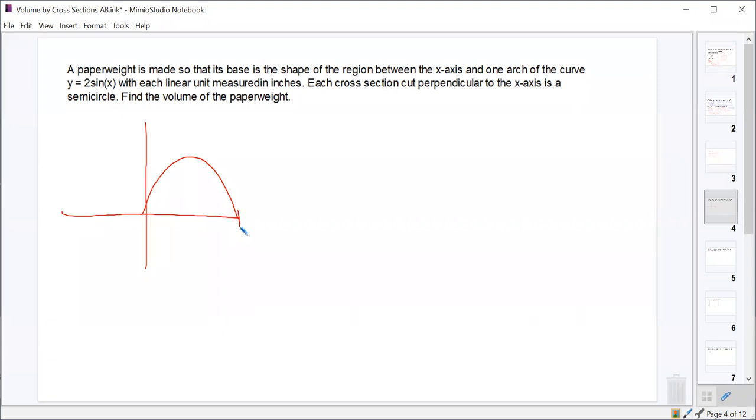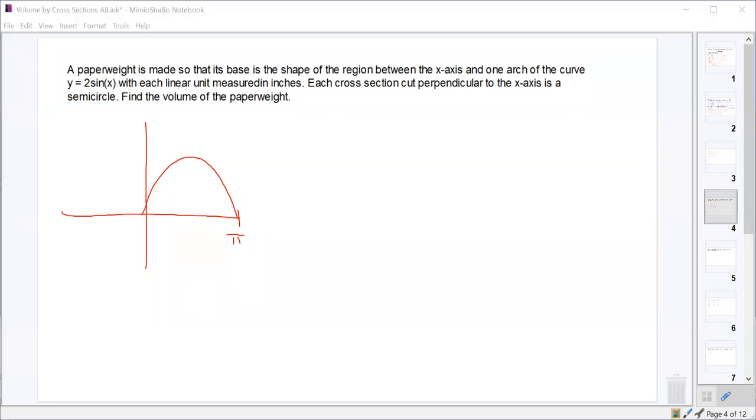What? It is pi. Pi, 0 to pi. And now it says cross sections cut perpendicular to the x-axis. So we want to slice it this way and get semicircles if we open it up. So that means that the thickness is going to be in which direction? Should still be in the x direction, right? The thickness of each of those is still in the x direction.